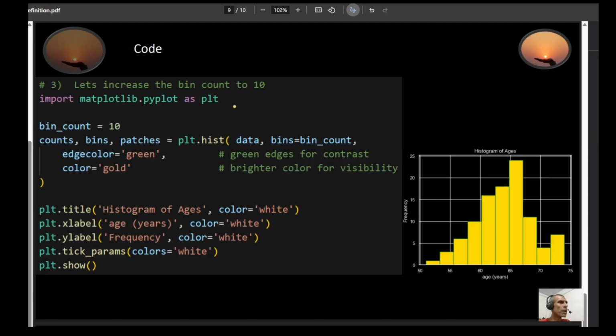Next step, I'm importing my matplotlib library. I'm specifying my bin count. In this case, I want 10. And from my matplotlib library, I'm calling this hist method, giving my data as an argument, also specifying my bin count, and also setting the edge color as green and my color as gold, and putting some title, X label, Y label, and tick parameters, and then I'm asking it to plot it. And there you go. This is how this one actually gets plotted, just based on this little code right here.